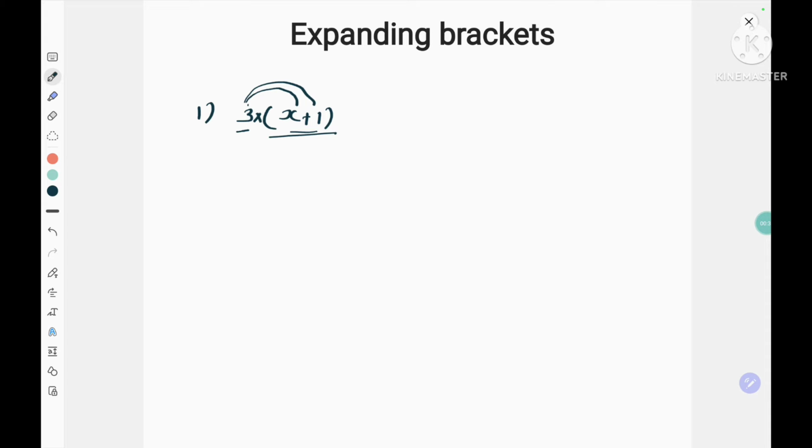So first we do 3 times x. So 3 times x, okay. Because x comes from the bracket, and again 3 times this 1, okay. So here 3 times x is going to be 3x and 3 times 1 is 3. So the answer is going to be 3x plus 3. Why did I write a plus sign here? Because this 3 is positive. So I put the plus sign, okay.